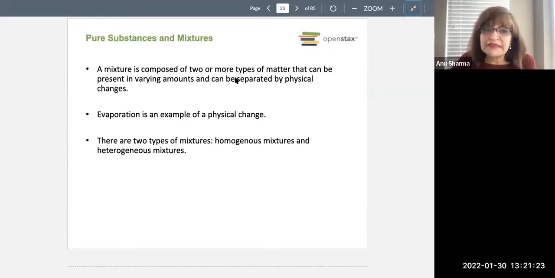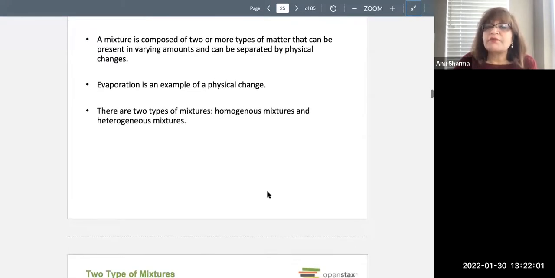Next come the pure substances and mixtures. What are pure substances? Pure substances are made up of only one type of particles, as we said, could be atoms, could be molecules. Mixtures, as we said, are made up of two or more substances, and that's why they're called mixtures. A mixture is not a chemical reaction, it's a physical change, and the components can be separated by physical processes. A mixture is composed of two or more types of matter that can be present in varying amounts and can be separated by physical changes.